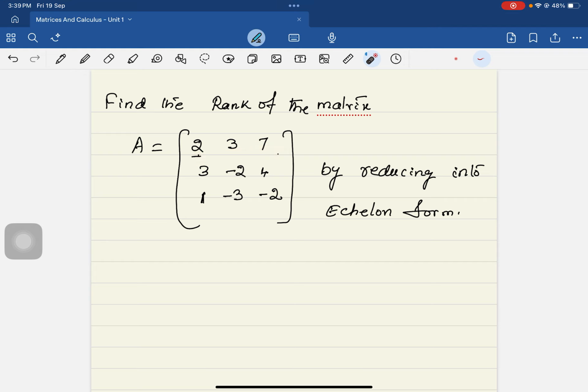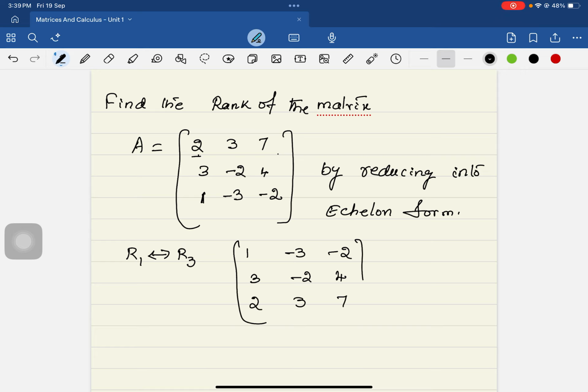So try to check whether there is 1 in the matrix. Yes, there is 1 here. If I interchange R1 and R3, I get my 1 in the 1 1 position, correct? So my first operation is R1 interchanged with R3. So it is 1 minus 3 minus 2, 3 minus 2 4, and then 2, 3, 7.